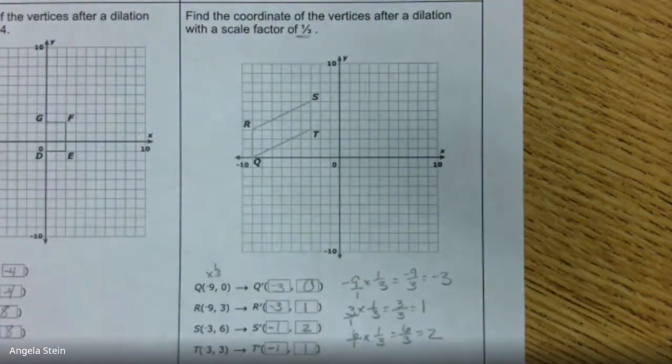So with these new vertices, you could draw your new image. Again, we're just going to take the scale factor, regardless of what they are, x and y, and multiply them by the scale factor we've been given. So think both x and y, all vertices, and then you could graph these. If I graphed -3, 0, -3, 1, -1, 2, and -1, 1, I would have my new image.